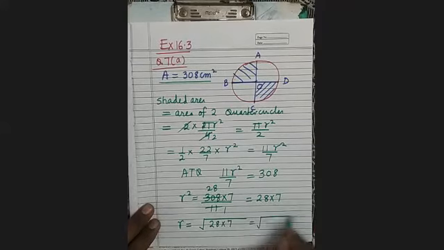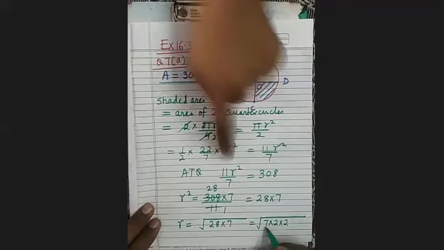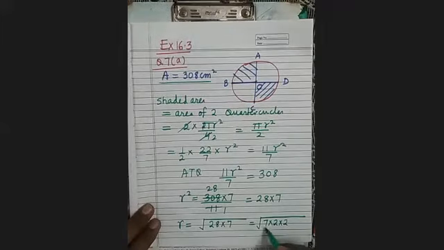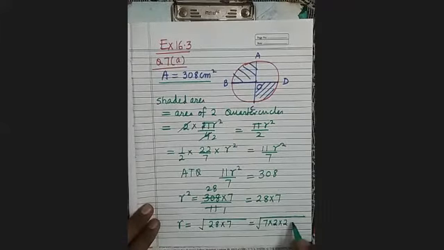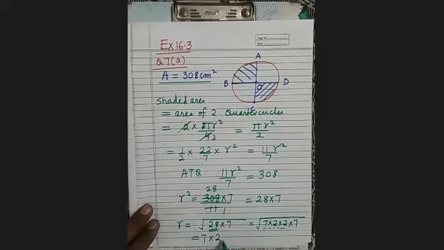So you make the pairs. 7 twos are 14, 14 twos are 28. And then this 7. This 28 we have split and written as 7 into 2 into 2. Now see, a pair of 7 is made so 7 comes out, a pair of 2 is made so 2 comes out, that is equal to 14 centimeter.